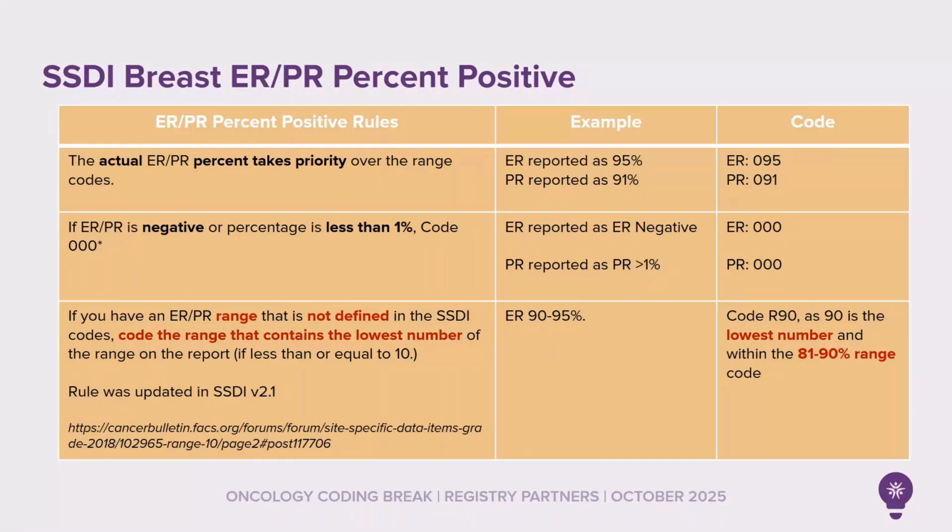If you have an ER/PR given in a range that's not defined within the SSDI codes, we're instructed to code the range that contains the lowest number of the range that was provided, if that's less than or equal to 10. So for example, if we have ER 25 to 50%, use code R30 as 25 is the lowest number of a range in the 20 to 30% range, code R30. This instruction was added to the 2022 SSDI manual, and there's also a cancer forum post that we can link below.